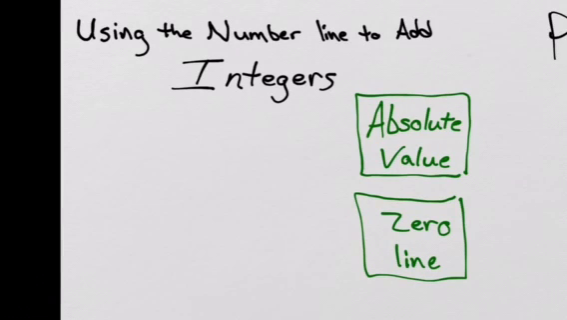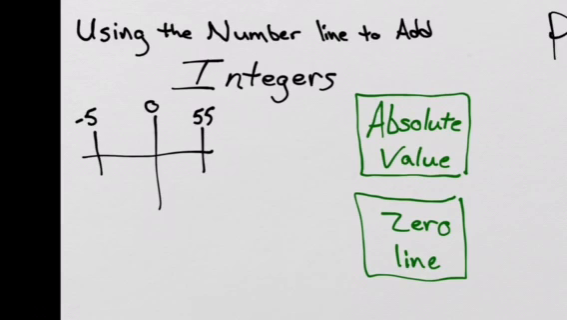Today we will be looking at using the number line to add integers. Several things that we need to pay attention to when using the number line to add integers are the absolute value and the zero line. The absolute value is how far away from zero any given number is. Therefore, if you have positive 55, it has the same absolute value as negative 55. Why? Because it is the distance from that number to zero.